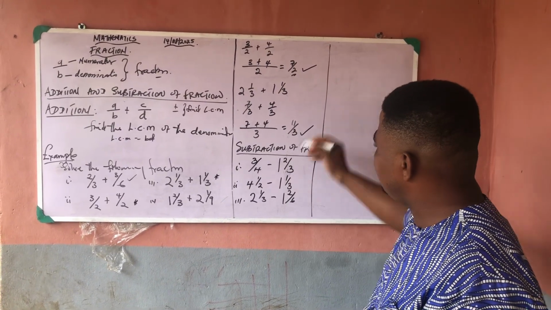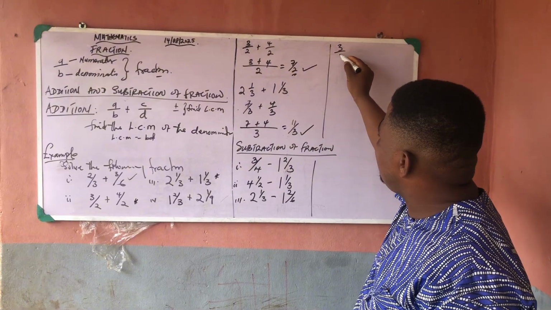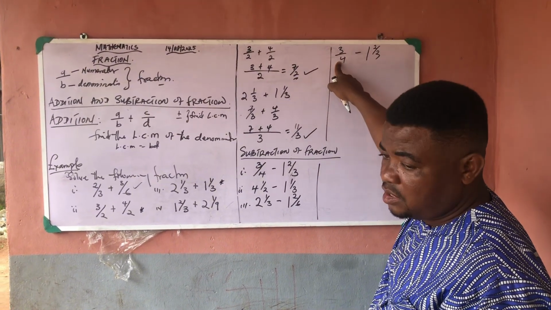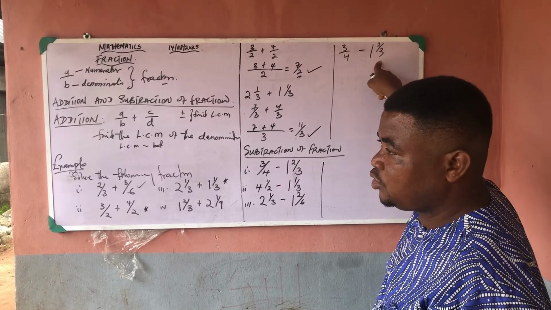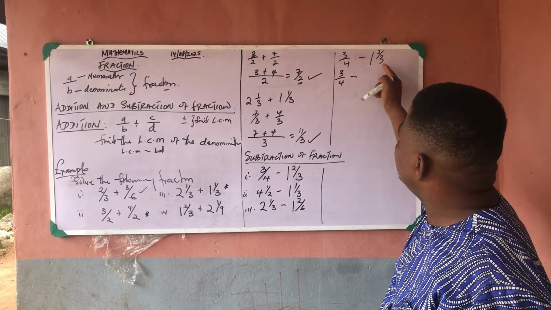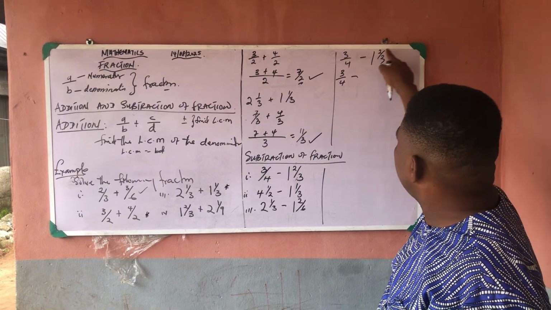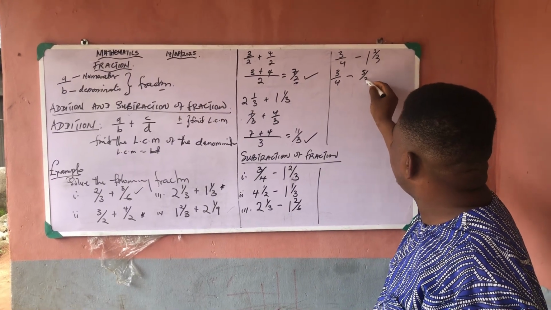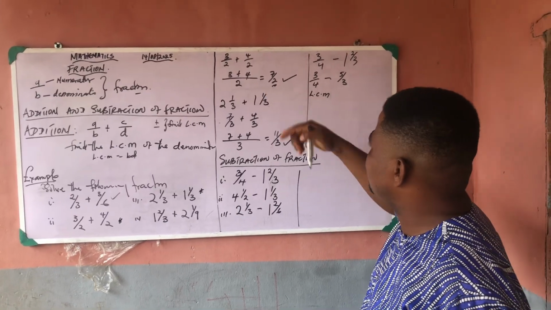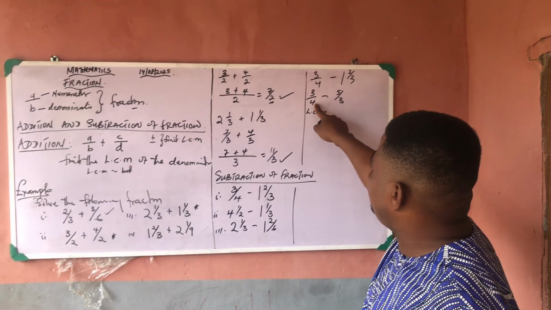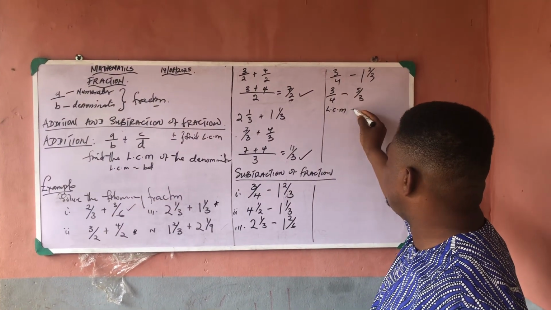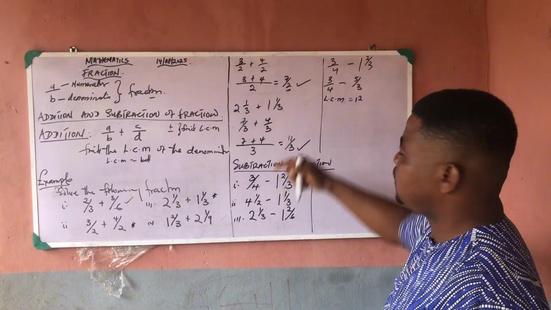For this very one, we have 3 over 4 minus 1 whole number 2 over 3. This is a normal fraction. This is a mixed fraction, so we are going to convert this one. So you now have 3 over 4 minus 3 times 1, 3, plus 2, 5 over 3. Now, LCM. Remember I said when it is plus or minus, you find the LCM. What is the LCM of 4 and 3? The LCM of 4 and 3 will give us 12. That's 3 times 4, 12.